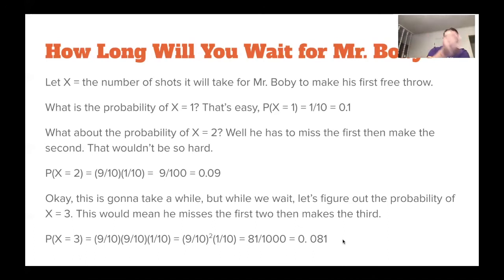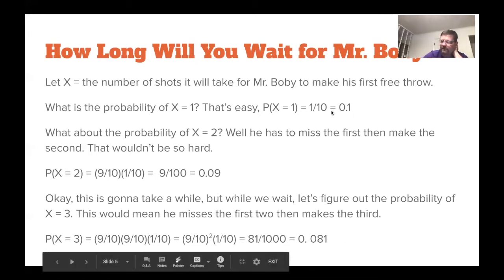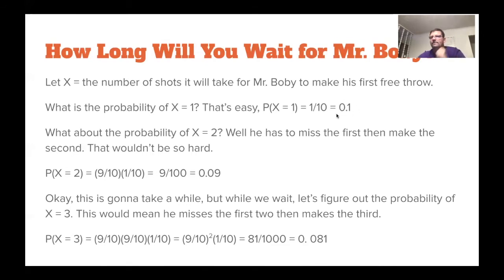And there is no end number. It's going to be 1, 2, 3, and it could go on. I theoretically could be out there taking 200 shots, but it will go down. In geometric, always the first one is actually the most likely, but it might be pretty small.